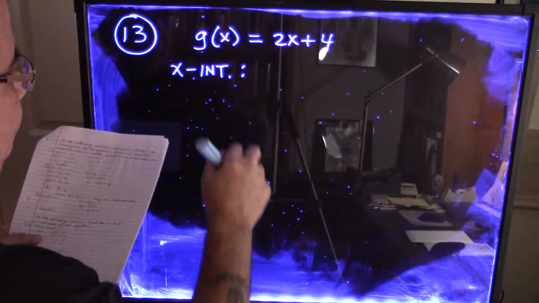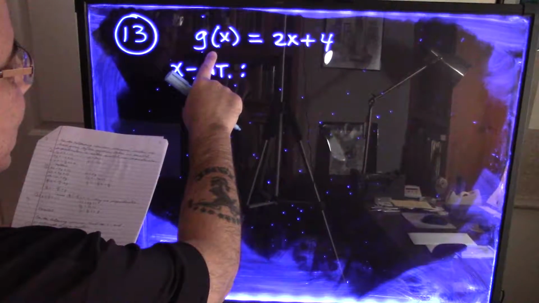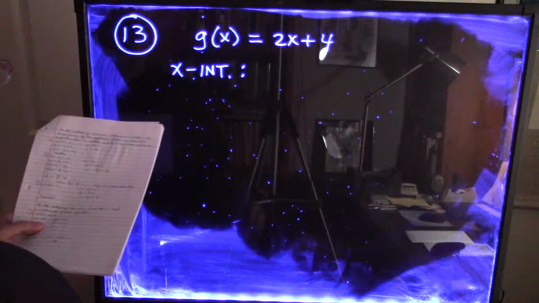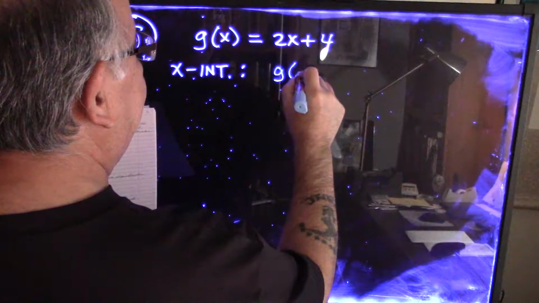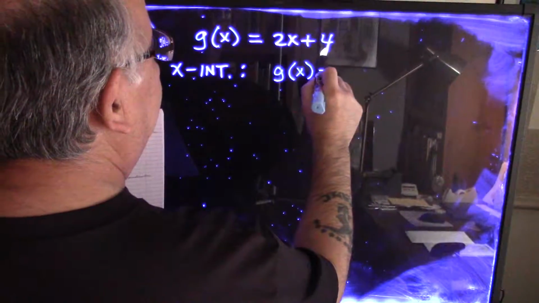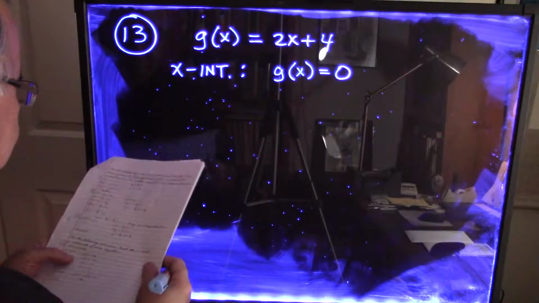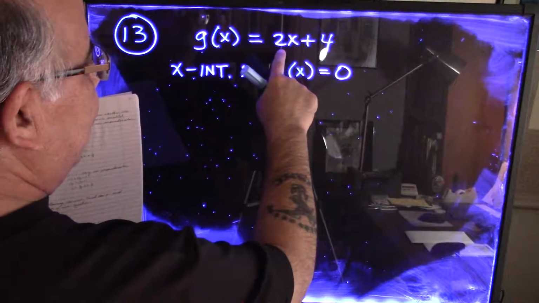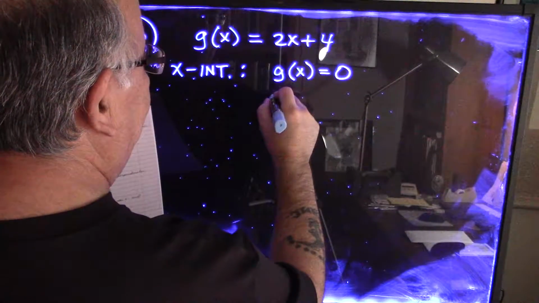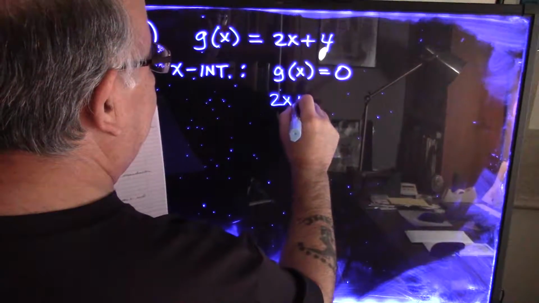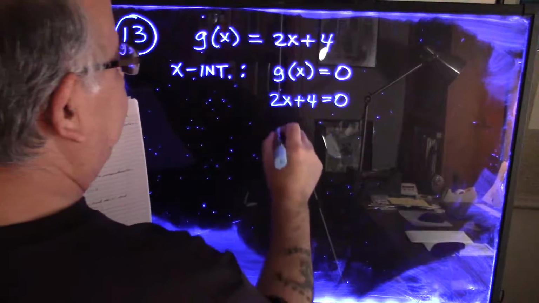Now if you let g of x equal y, what you want to do is set y equal to 0, or g of x equal to 0. That's where you're going to find the x-intercept. So you can think of that as y equals 0 if you want to. And what is g of x or y? Y equals 2x plus 4, or g of x equals 2x plus 4. So you just set 2x plus 4 equal to 0 and then solve for x.